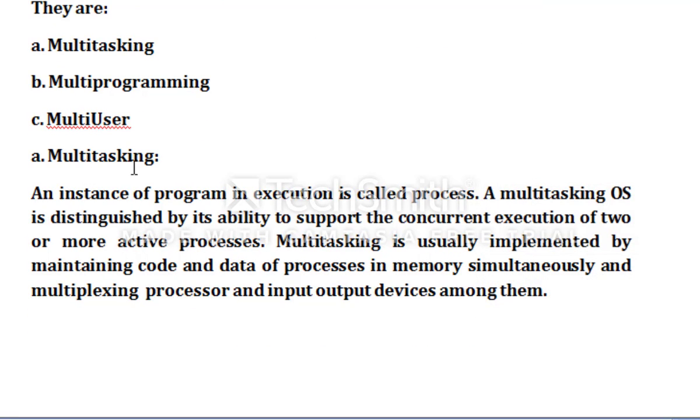Let me describe again. Multitasking means more than one task, more than one process. If two or more active processes come into primary memory for concurrent execution, this kind of execution is called multitasking. An instance of a program in execution is called a process, and that is the single process. If the same kind of processes from different users come into primary memory simultaneously and execute simultaneously, you are performing concurrent execution. This ability to support the concurrent execution of two or more active processes is called multitasking. Multitasking is usually implemented by maintaining code and data.